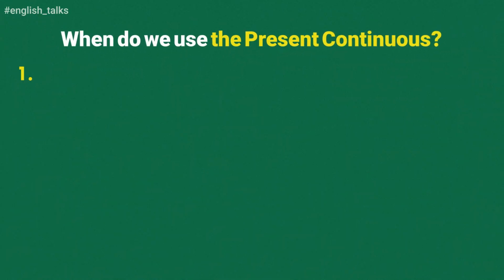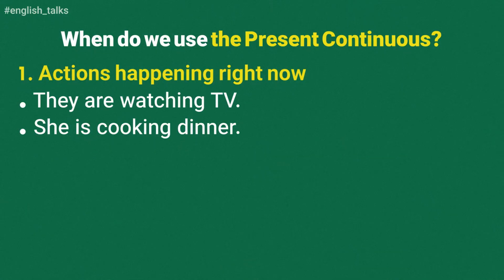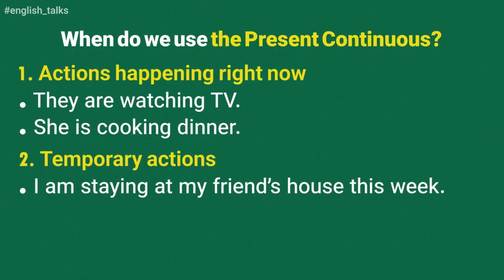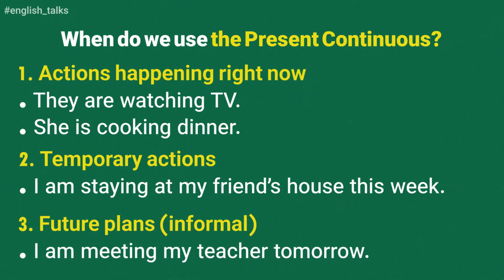So, when do we use the present continuous? There are three main situations. Number one, actions happening right now. They are watching TV, or she's cooking dinner. Number two, temporary actions. For example, I'm staying at my friend's house this week. And number three, future plans, and it's informal, like I'm meeting my teacher tomorrow. Here's a tip: if you want to emphasize that something is happening at this very moment, always use present continuous.